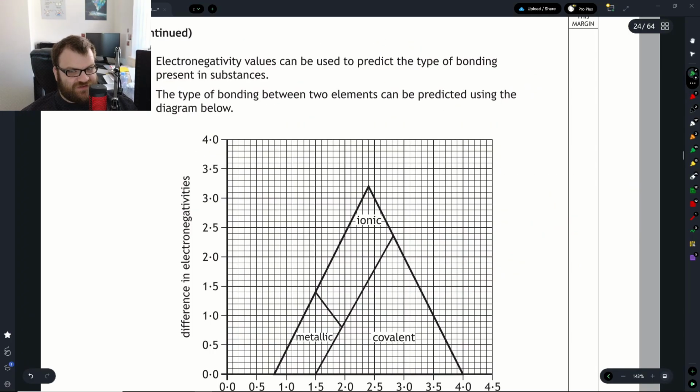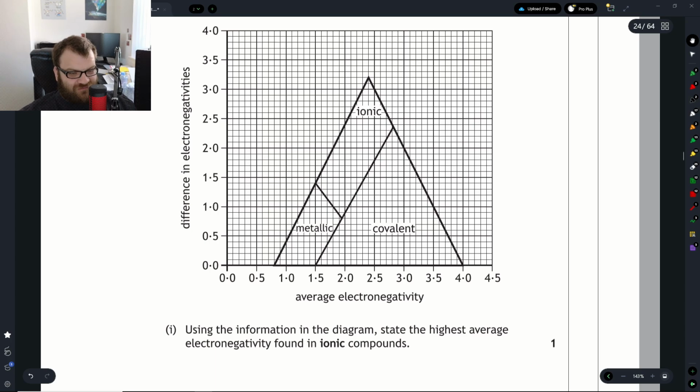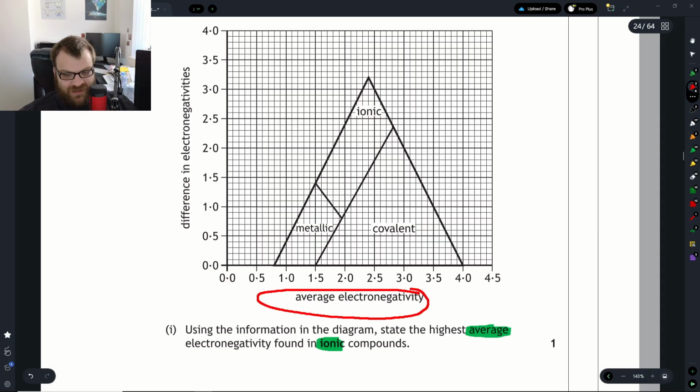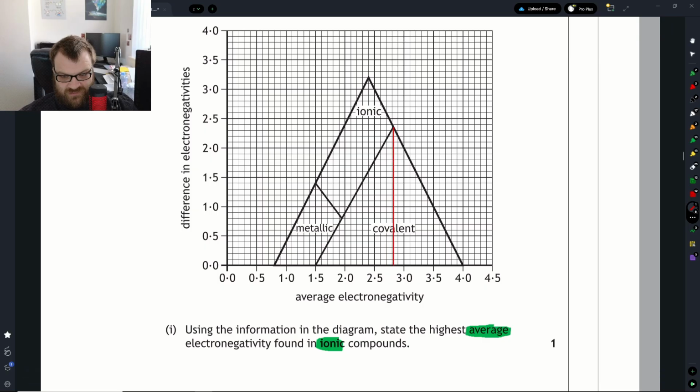Given a graph that allows us to predict the bonding in particular chemicals by using average electronegativity and difference in electronegativity, using the information, state the highest average electronegativity in ionic. So we're dealing with this one, look in there. You want the highest average. Average goes across the way, which means we're wanting the value to the furthest right of it, which would be over here. Run that line down.